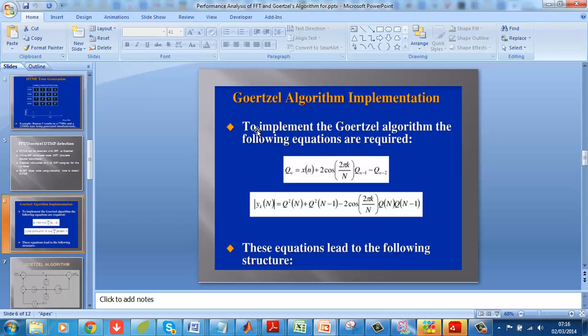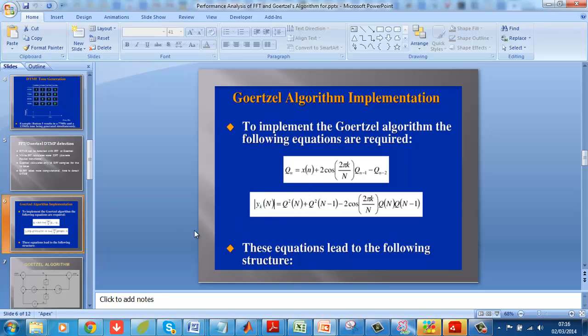Now, what is Goertzel? To implement the Goertzel algorithm, the following equations are required. Qn equals Sn plus 2 cos(2 pi k over N) times Qn minus 1, minus Qn minus 2. This is a recursive method. If you check, this is also Q, but Qn minus 1, Qn minus 2. Alright, and then if Qn is given by this, the output is given by this expression. These are just reference equations, so you don't need to know their derivations. Doesn't matter. So this is the output of the Goertzel algorithm.